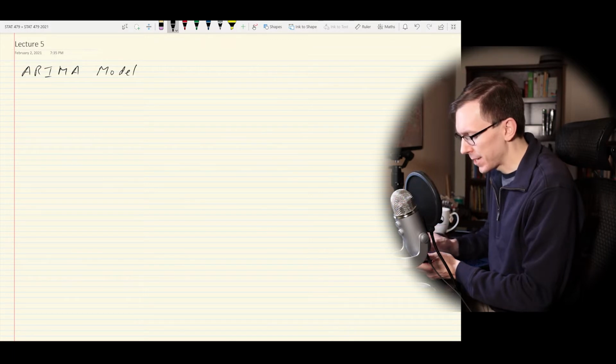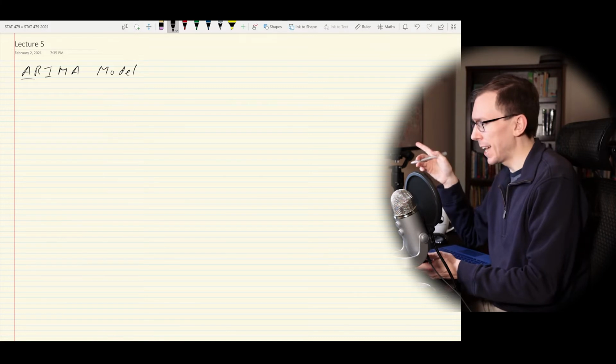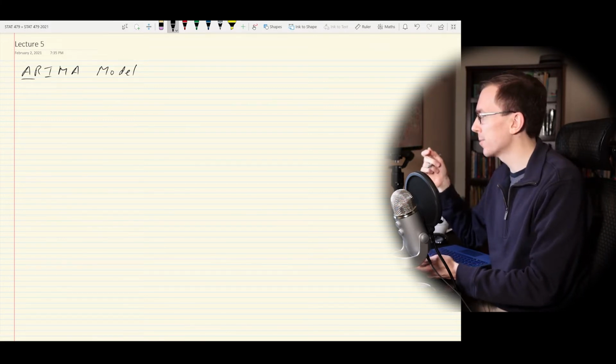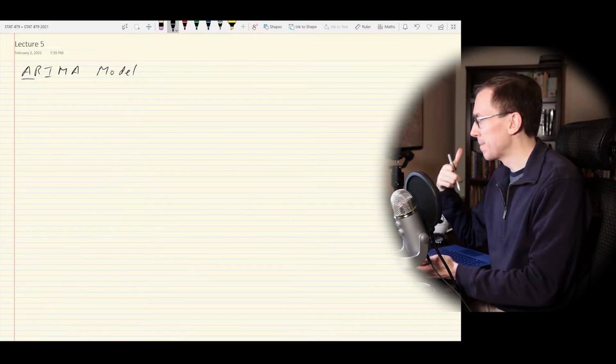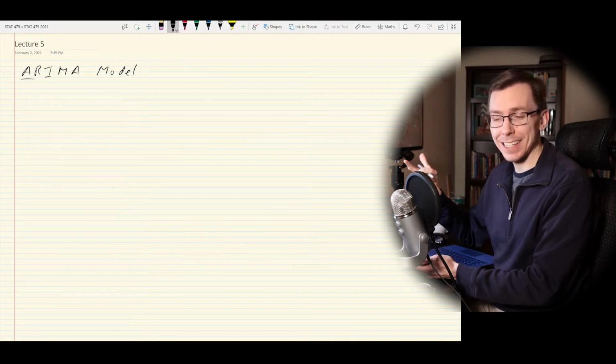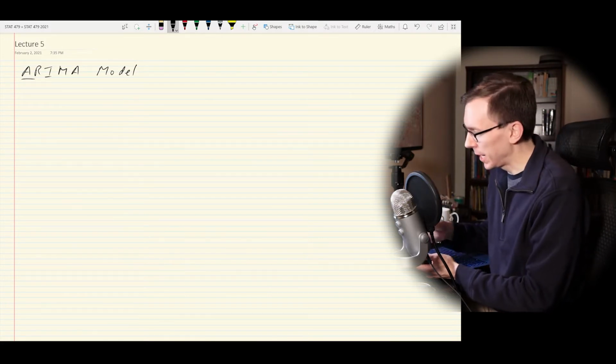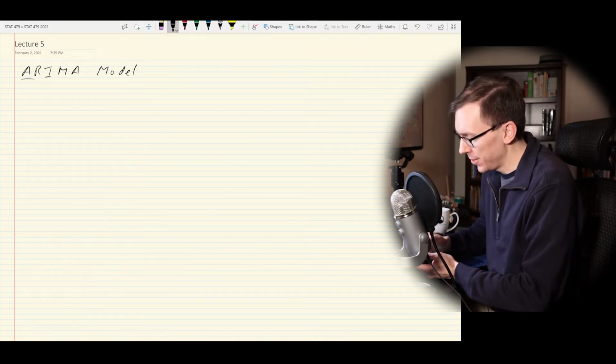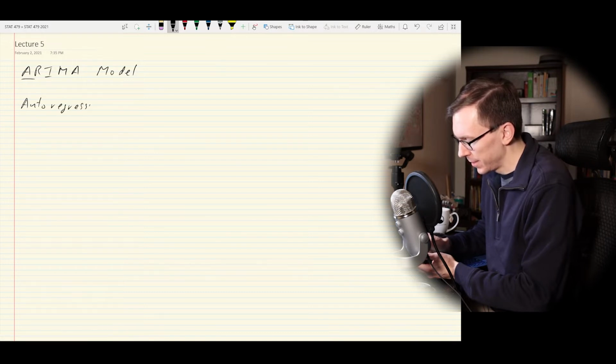So the first thing we're going to discuss is the AR piece. But before I get into that, effectively what we're trying to do is write some sort of equation to understand what X, our time series process, is going to be doing. There are many different ways that we can do that. The first here is going to be our autoregressive process, or the AR process.